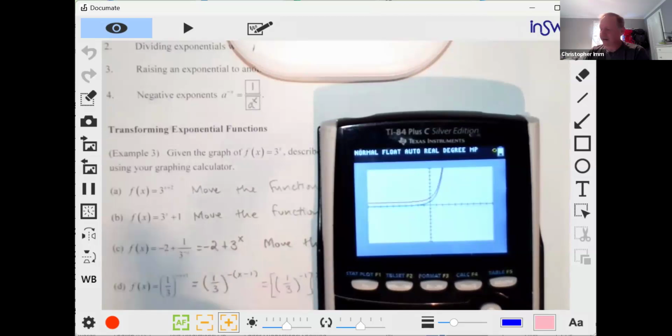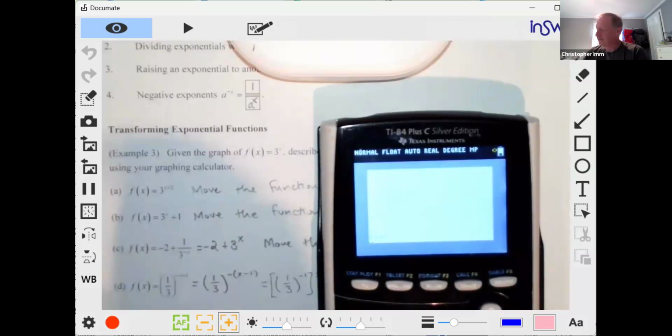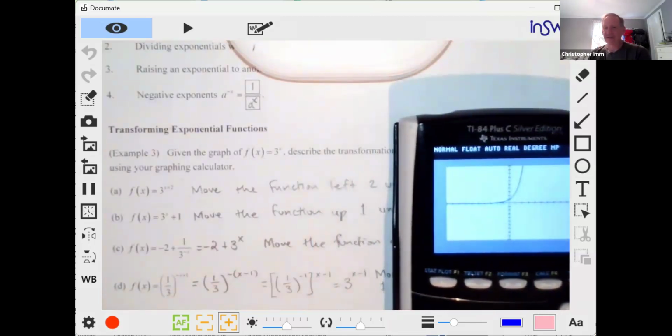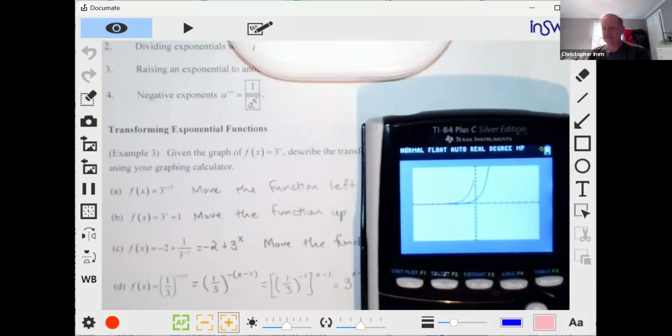Great. Now I'm going to try a, which is 3 to the x plus 2. And notice here, the x plus 2 is in the input. I'm going to get rid of that one. So now what we should see is the function moving to the left 2. So we have the original function, and this is number a. So we should be moving to the left 2 units. Let's see if that's true. And there it is. Yep. And notice when we move left or right here, the range doesn't change. We still have 0 to infinity.